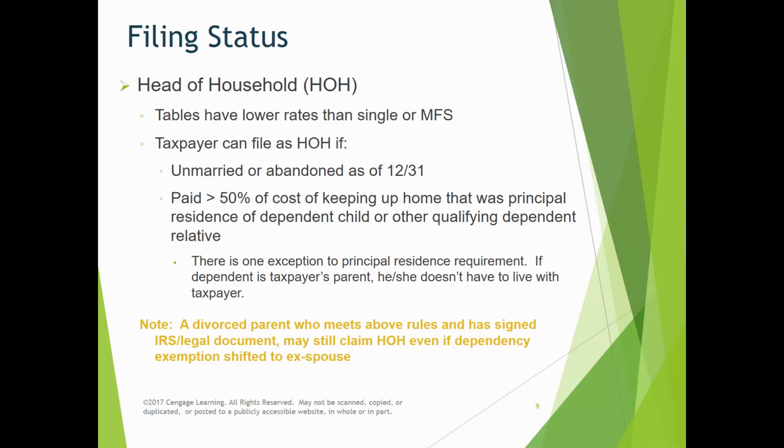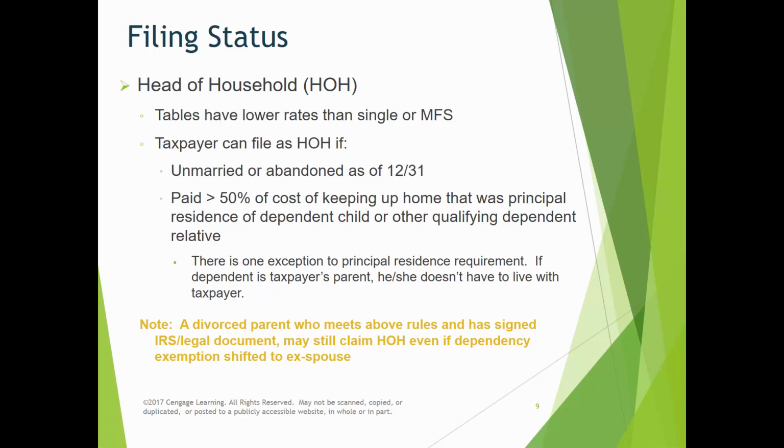What the hell do I do? I haven't heard from my husband in 14 months. And you've got to jump through hoops to get qualified again. Anyways, unmarried or abandoned as of 12/31, you pay more than 50% of the cost of keeping up a home that was the principal residence of a dependent child or other qualifying dependent relative. So I'm single and I've got my 3 nieces living with me. I'm paying more than 50% of the cost of keeping up their home, of keeping them in the home. They're a qualifying dependent relative, and they live in my home. I get head of household status.